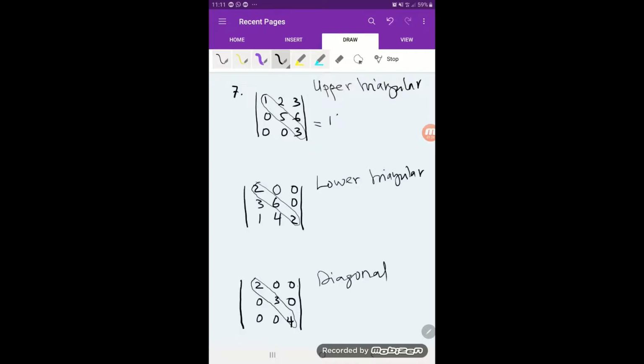So 1 times 5 times 3. The answer is 15. For this, 2 times 6 times 2. This is the answer, 24. And for this, the value of the determinant is 2 times 3 times 4. The answer is 24 also.